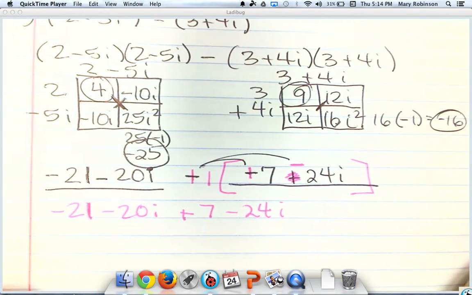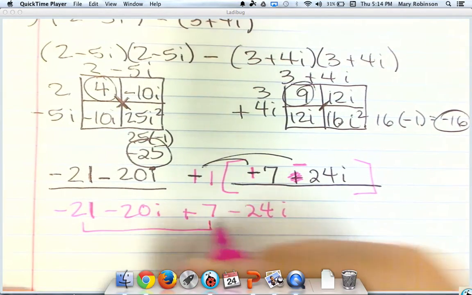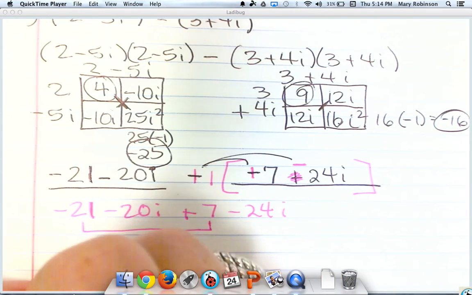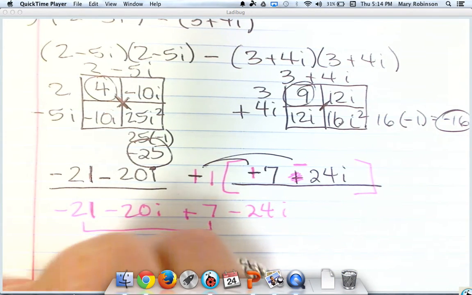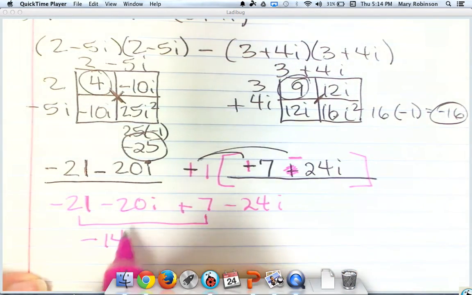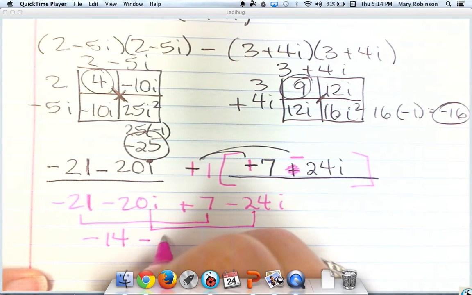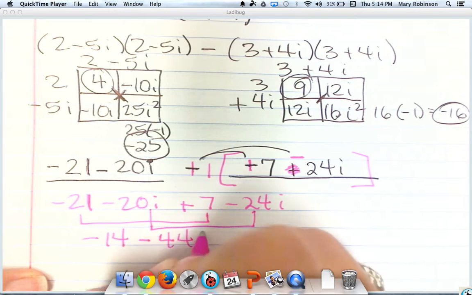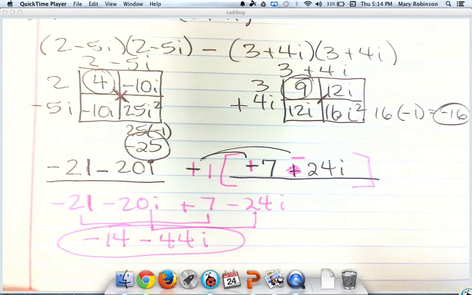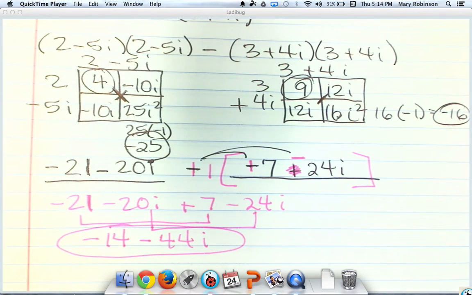That was negative 21. So when I combine negative 21 and I add 7, I get negative 14. And then negative 20i subtract 24i is negative 44i. And that would be my final answer for A. So negative 14 minus 44i.